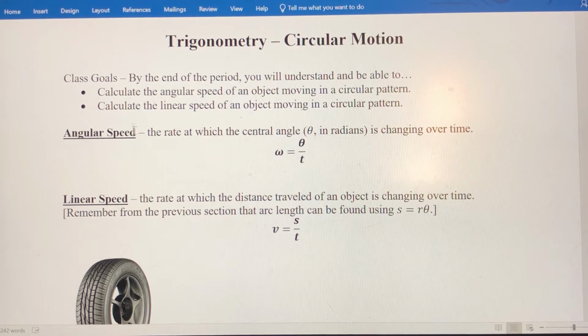First thing, angular speed. We've got a formula here. This little symbol we call omega. It kind of looks like a lowercase w, but it's the Greek letter lowercase omega. Omega equals theta, which you've dealt with here. Theta is that angle in radian measure. It has to be in radian measure. If it's in degrees, you have to convert. Divided by time.